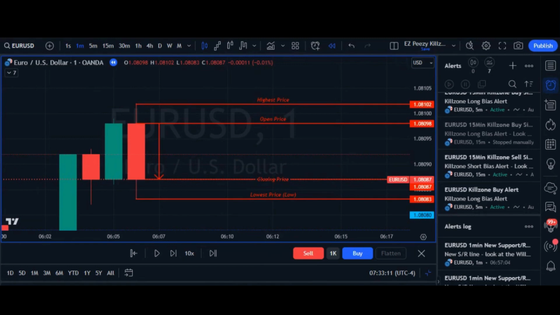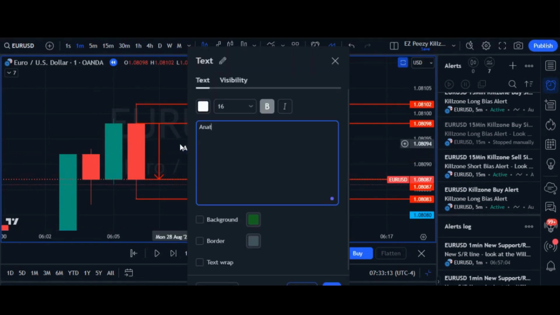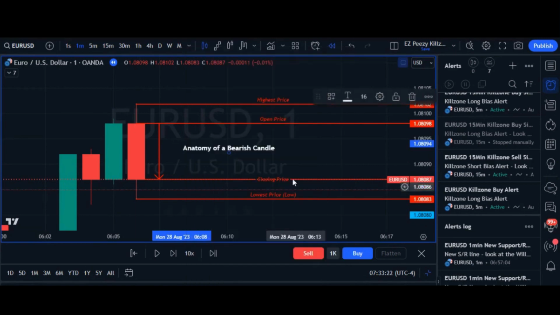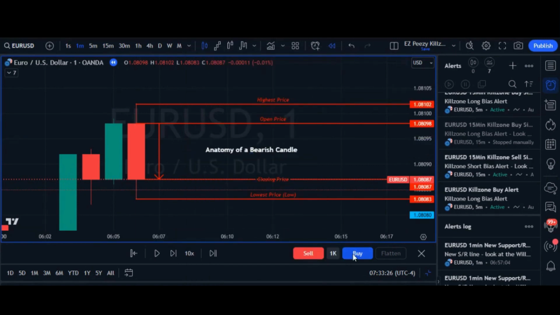Take the picture, and let me put in here the words anatomy of a bearish candle, right? And the other one was anatomy of a bullish candle, right? So screenshot. I'm also going to take a screenshot.